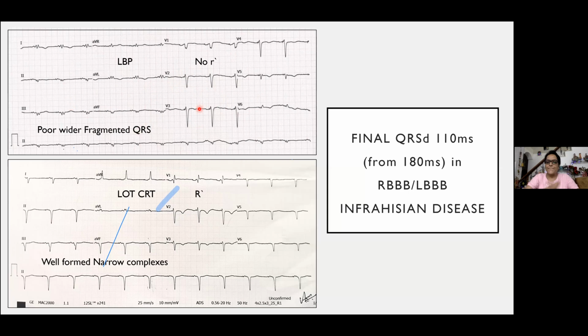On the other hand, if you combine it with the traditional LV lead, or a LOT CRT, here is what you get. You get a classical R prime. If you show this ECG to anyone, they will say that this is a left bundle pacing ECG. You don't get an R wave, I agree, but there are very well formed waves in V5, V6 as compared to what we were not getting in V5, V6. And the QRS is very narrow. Actually, the QRS was around 110 milliseconds. This is in an RBBB patient.